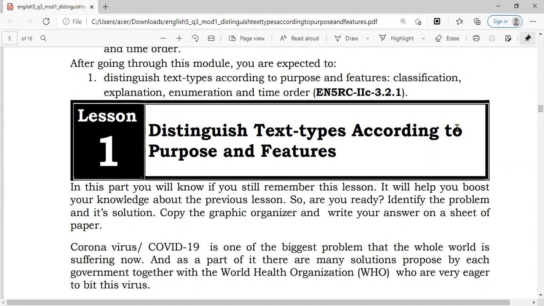We will still be discussing our lesson one, distinguish text types according to purpose and features. For today's objective, you will distinguish text types according to purpose and features: classification, explanation, enumeration, and time order. We will discuss these text types one by one.